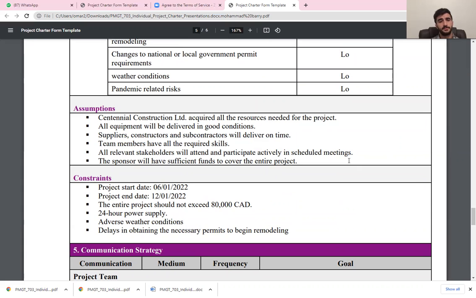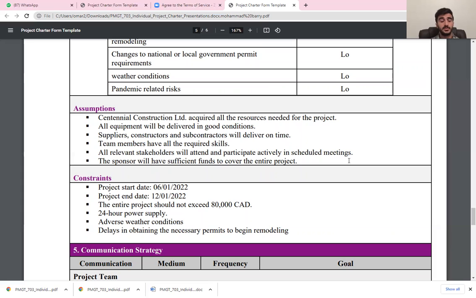And the team members will also have the required skills to get the project done in the high quality that's required from the client or the sponsor. And the stakeholders are supposed to participate in the scheduled activity meetings that we are going to discuss below. And the budget is supposed to be ready anytime to cover the funding of the project.